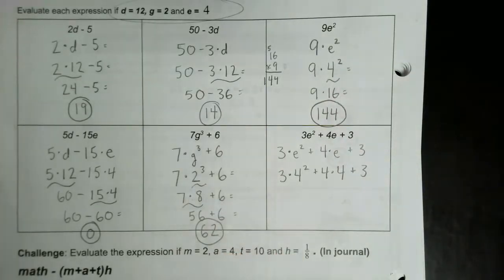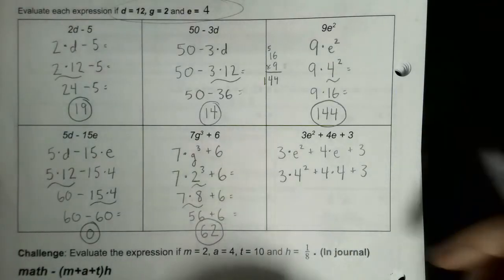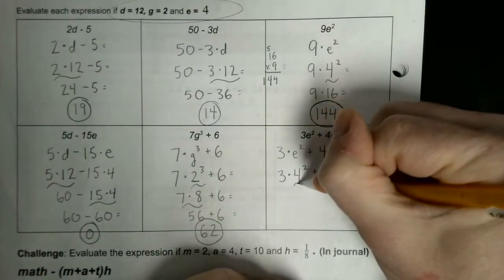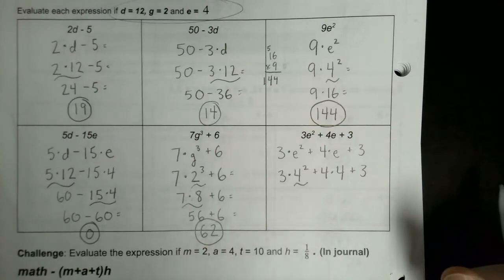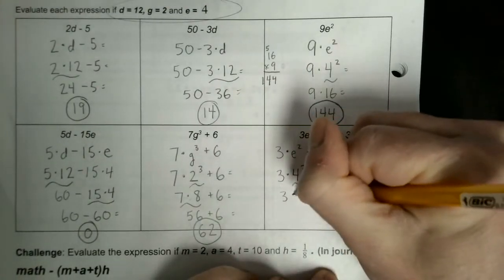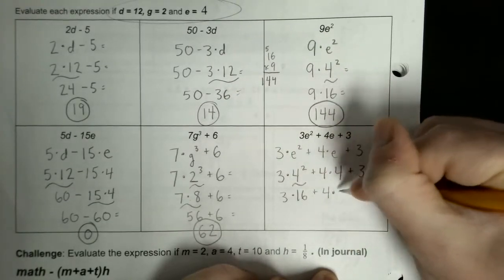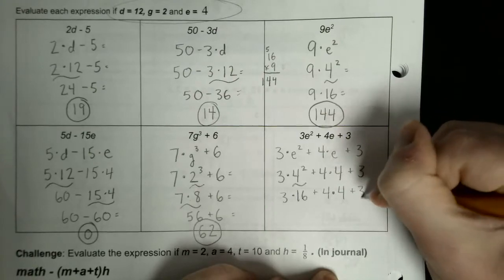plus 3. Now we just do order of operations. Do the cheer, parentheses. Nope, powers and roots. Yep. 4 squared means 4 times 4, which is 16. So we have 3 times 16 plus 4 times 4 plus 3.